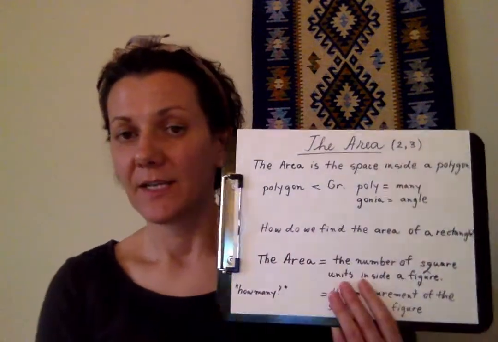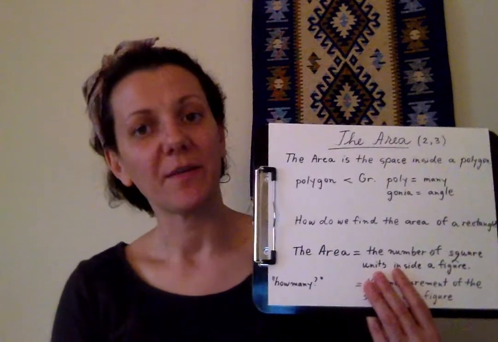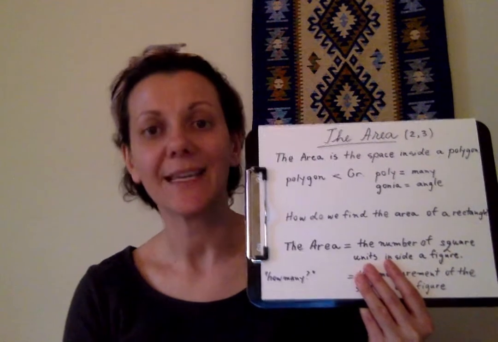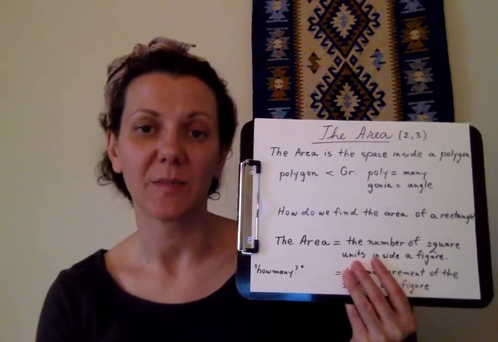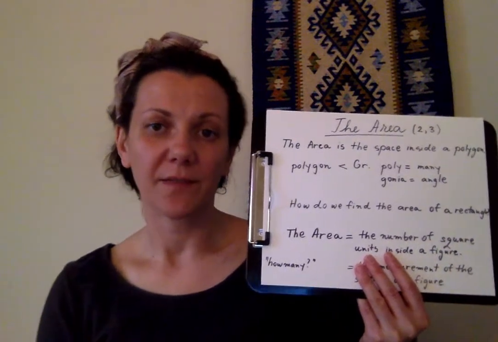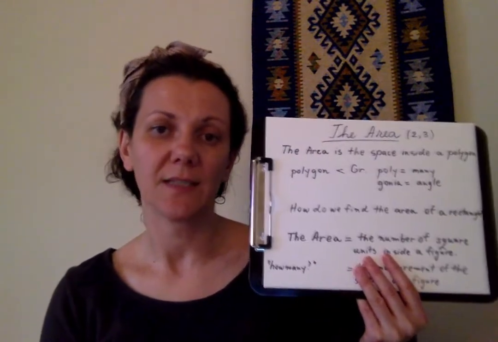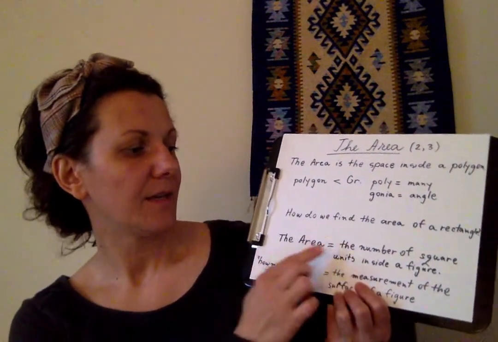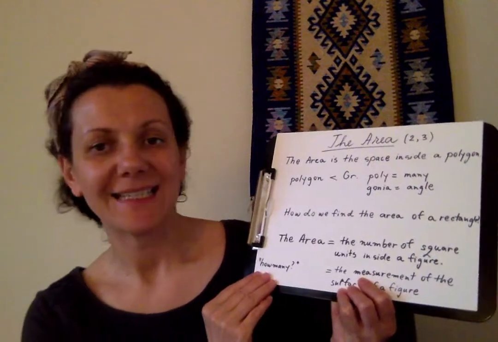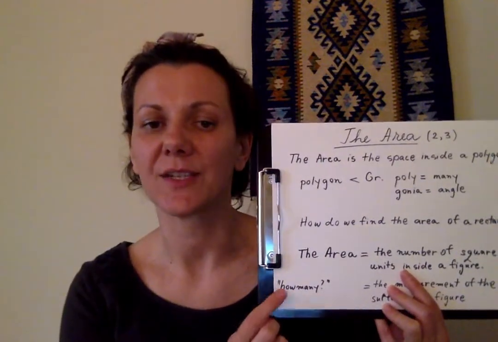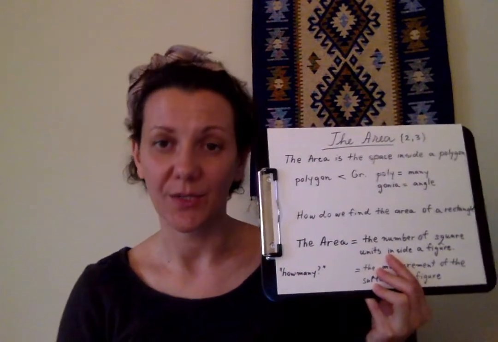How do we find the area of a rectangle? By finding how many square units a rectangle has and using multiplication to multiply the square units of one side with the square units of the other side. Please make sure you review the lesson intended for first graders. The area is the number of square units inside a figure. We answer this question: how many square units?